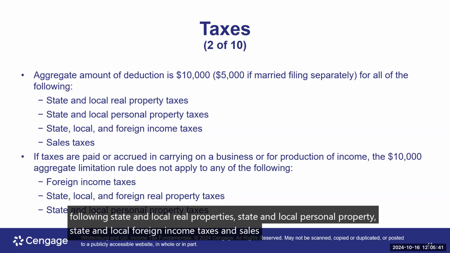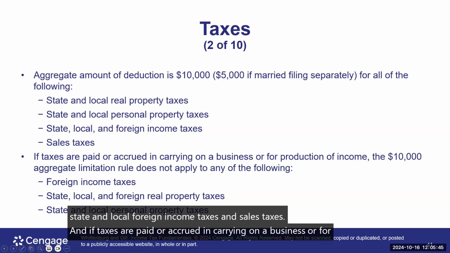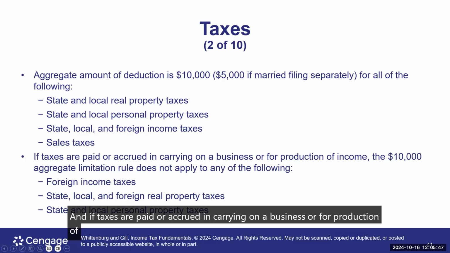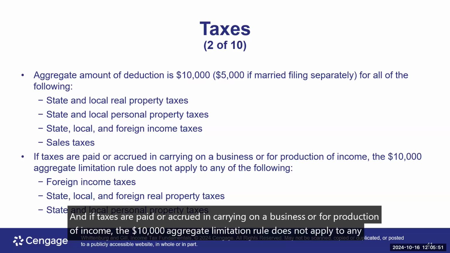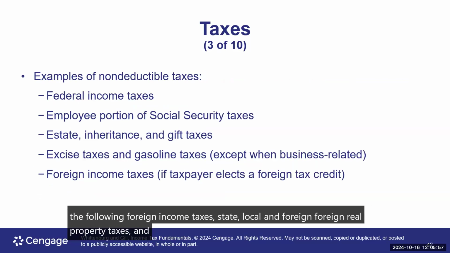And if taxes are paid or accrued in carrying on a business or for production of income, the $10,000 aggregate limitation rule does not apply to any of the following: foreign income taxes, state, local, and foreign real property taxes, and state and local personal property taxes.